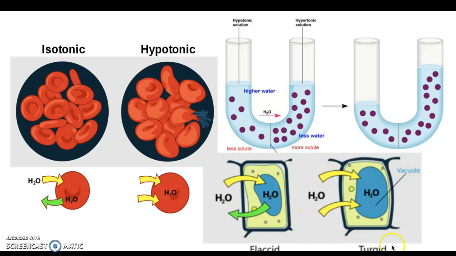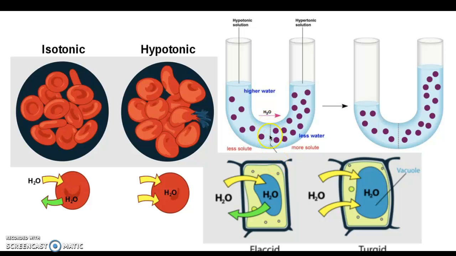This is what happens when we put a plant cell into a hypotonic solution. Notice that these cells do not lyse because they have a cell wall. The cell wall keeps those cells stable, and they do not lyse, and water creates what's called a turgid cell.